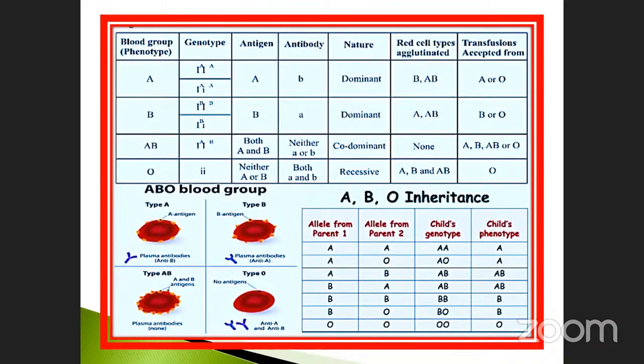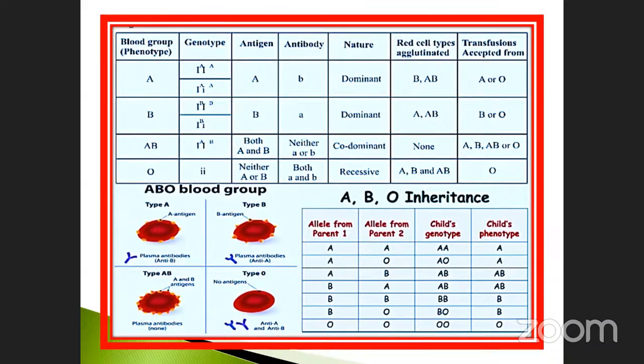Here, so many times is the blood group A, B, AB, O. Genotype 6. How will it be expressed? Already know. Antigens, antibody. Which one is the dominant character? Which one is the codominant character? Which one is the recessive character? Okay. So transfusion acceptors: A or O, B or O, A, B, AB, and O, and also O.